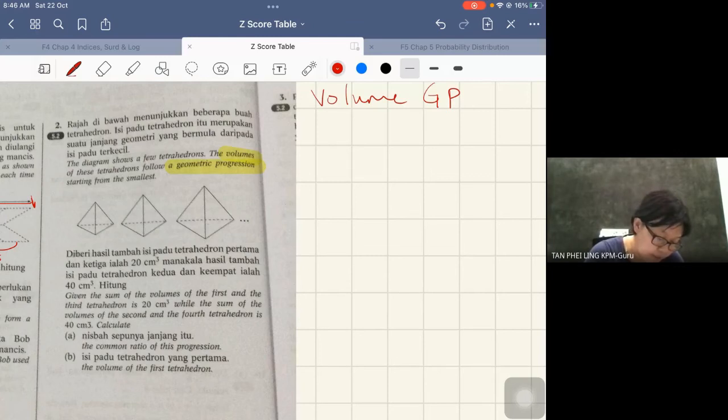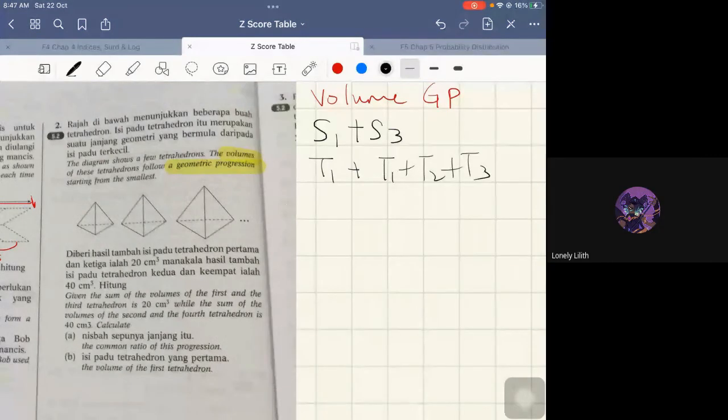This is tricky. You mentioned here the sum of the S1. Now if you put S1 plus S3, then it's gone already. Why? Because S1 plus S3 means T1 plus T2 plus T3, so you get it wrong. Let me explain to those who still don't get it.